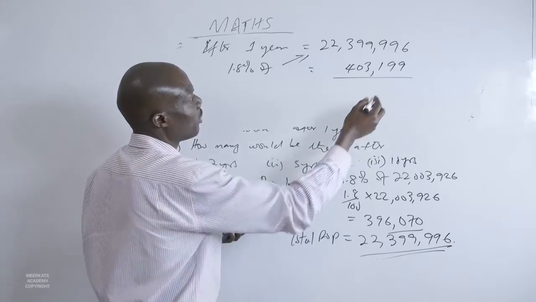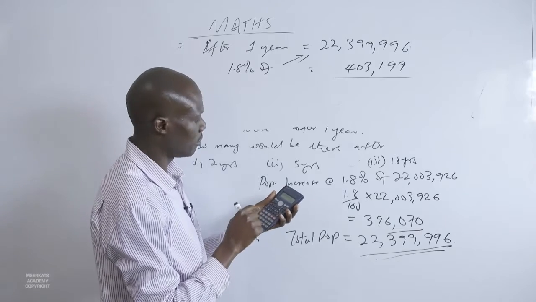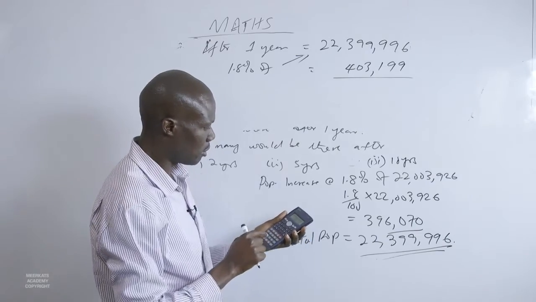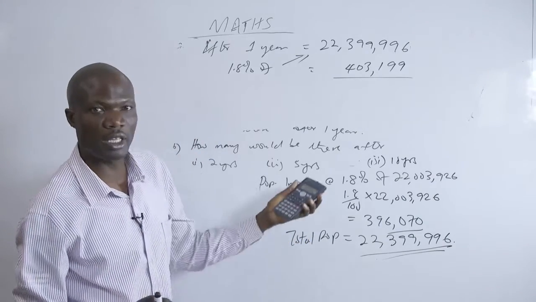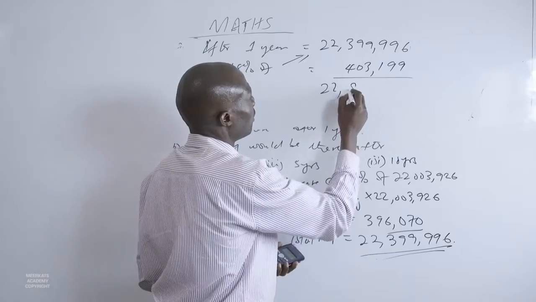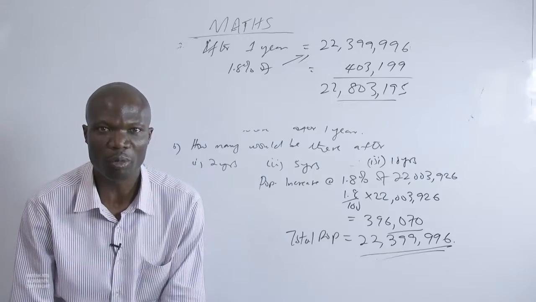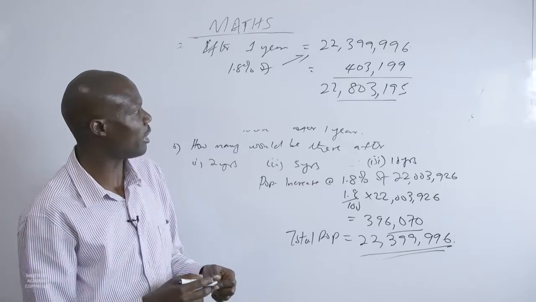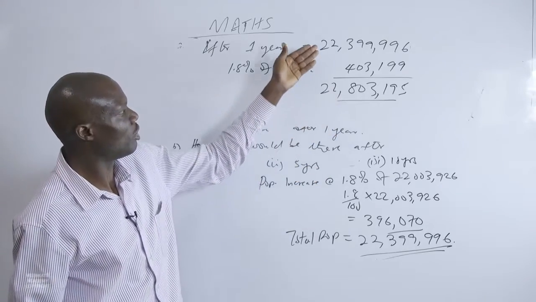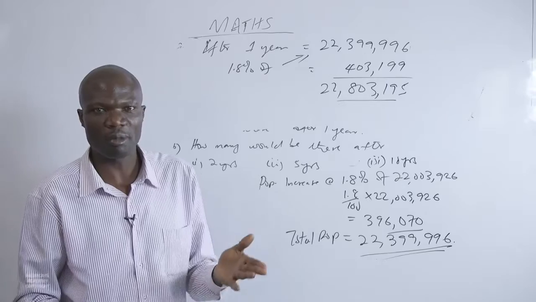So we then take this one, and when you add this, the new population after 2 years will be 22,803,195. This will be our population after what we call 2 years. So this will keep on progressing step by step.